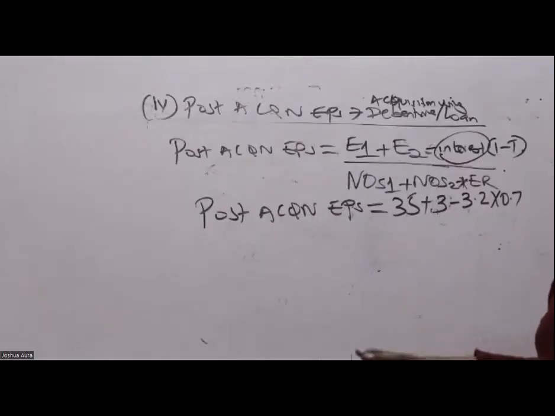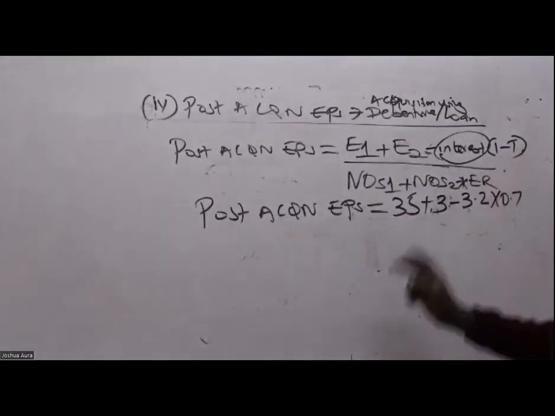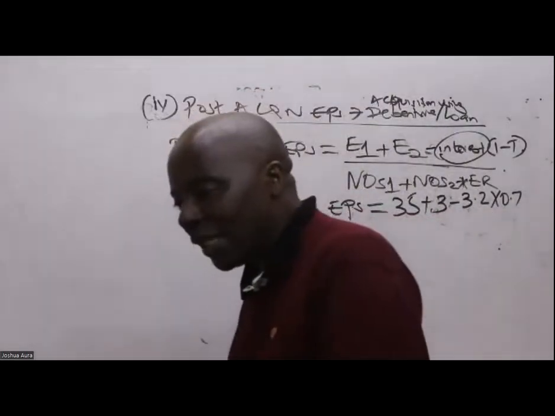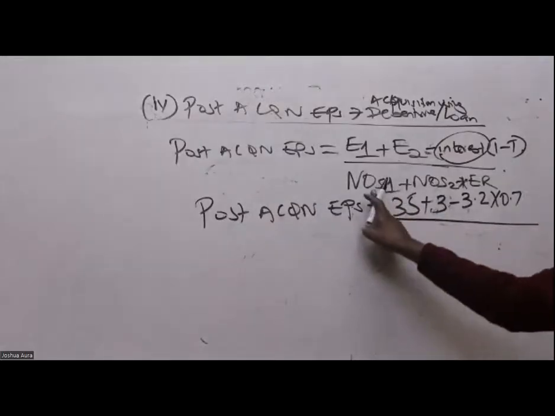Tax. Thank you very much. It is 1 minus tax, and tax has been given as 0.3. Thank you very much, Tobias. Then divide everything by the number of shares of company 1.